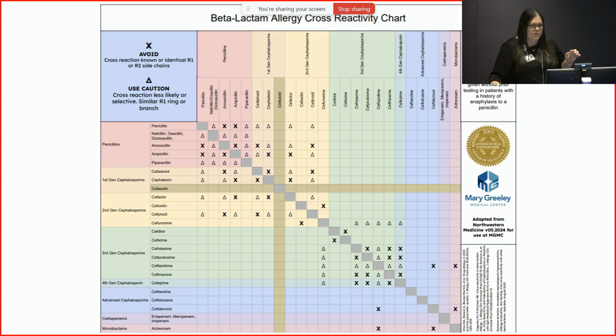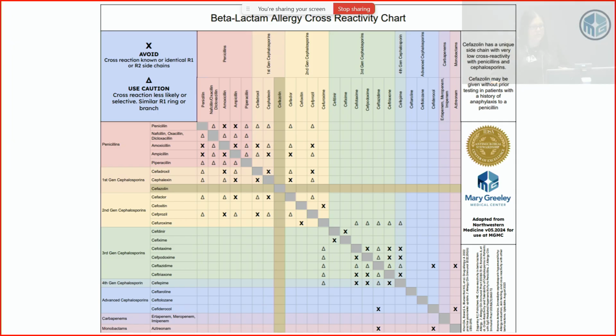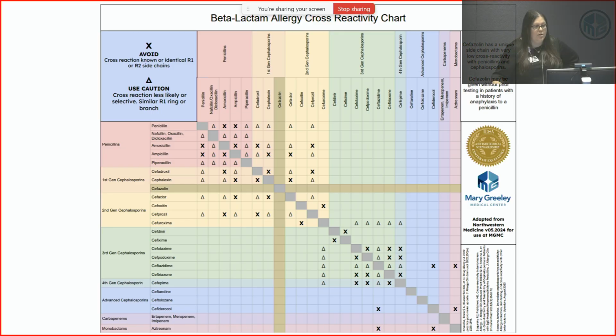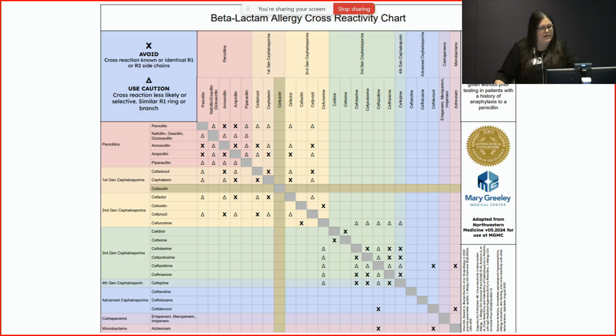That 2022 update had this type of information, but one of our pharmacists created this chart. We adapted it from another organization and created it for us to use here. It helps you understand cross-reactivity from one beta-lactam to another. Here we're highlighting that cefazolin has no X or triangle, so it's good to go with all of these other beta-lactams.